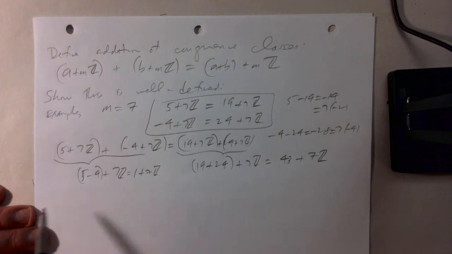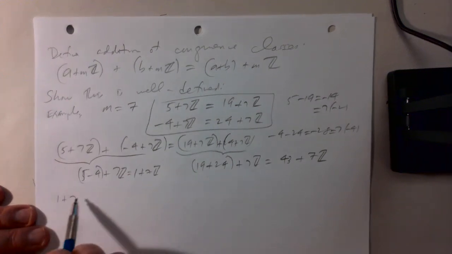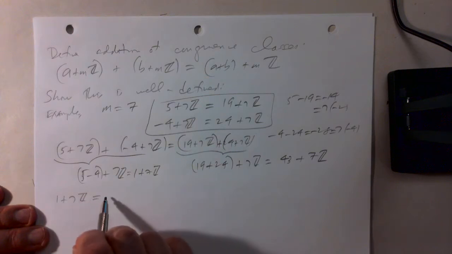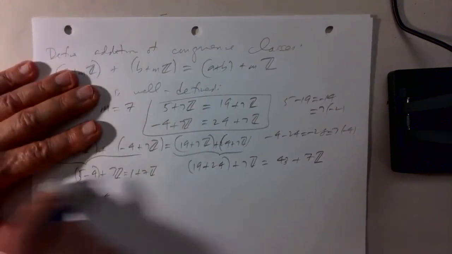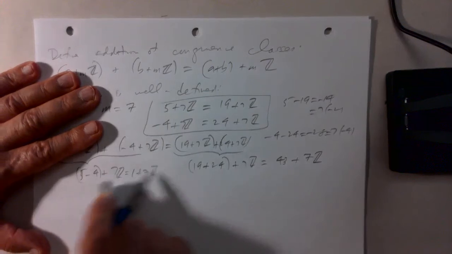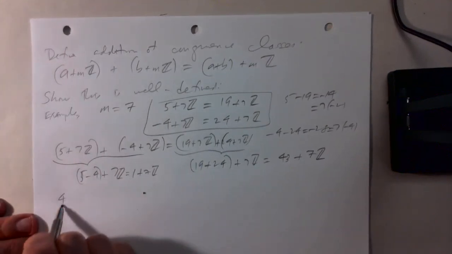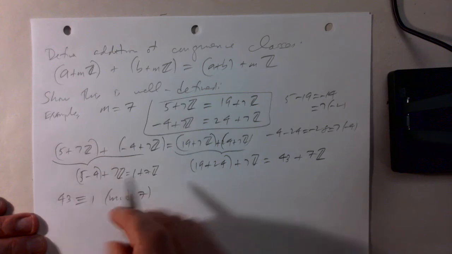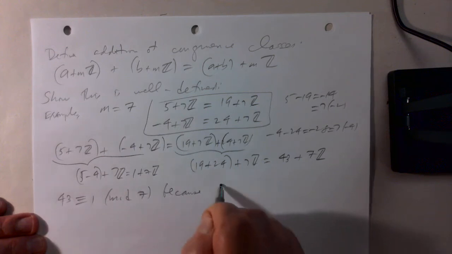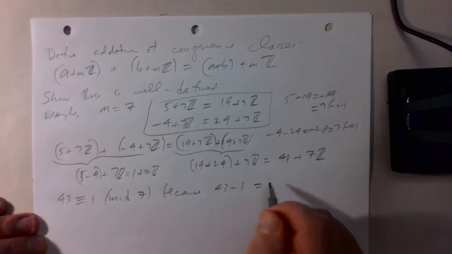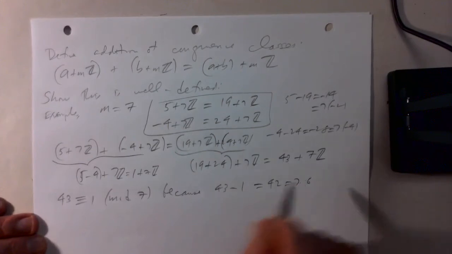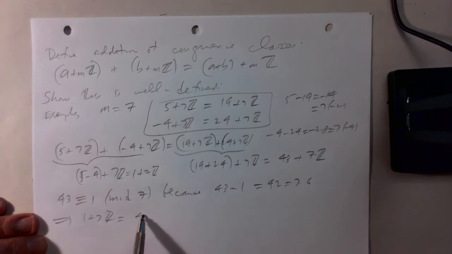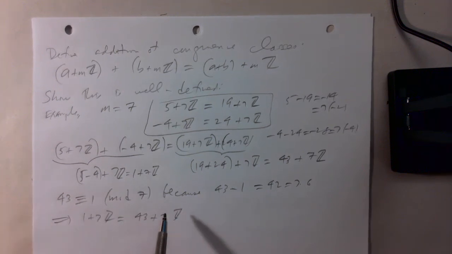Are these equal? Well, 43 is congruent to 1 mod 7, because 43 minus 1 is 42, which is 7 times 6. So 1 plus 7z equals 43 plus 7z.